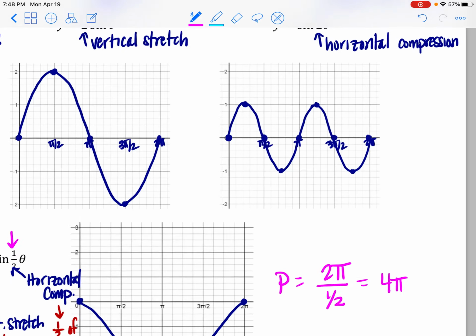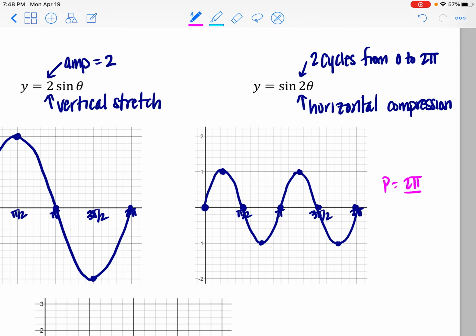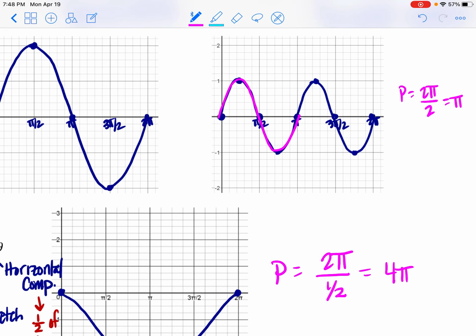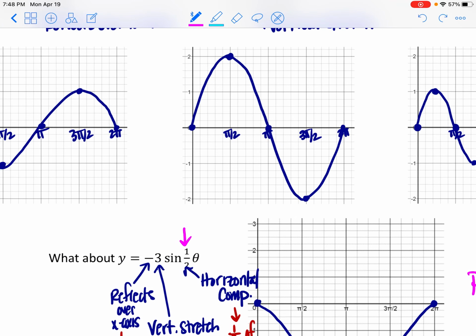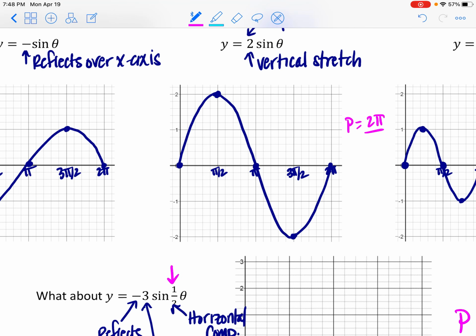Or if we look at this one, the period would be 2 pi divided by b, in this case 2. So the period's pi. That means one cycle should complete in pi radians, and it does. We see that one cycle finishing by the time we get to pi. Okay, and if we look at this one, the period would be 2 pi divided by b. Well, in this one, b is just 1, so that would be 2 pi. So it takes 2 pi radians for that one cycle to happen.